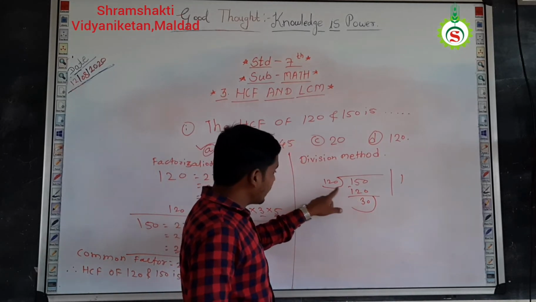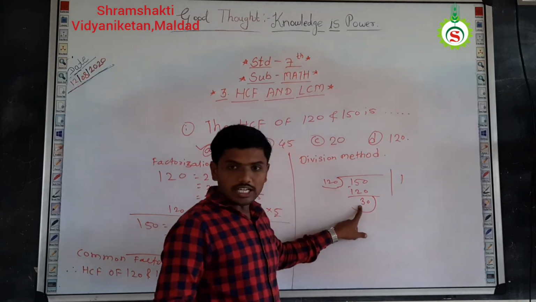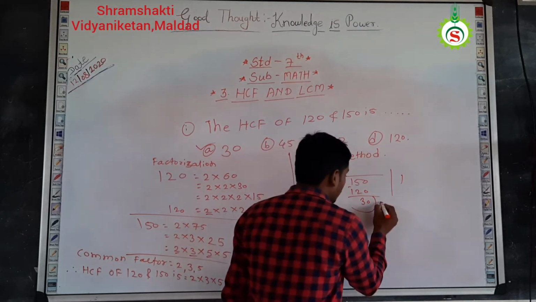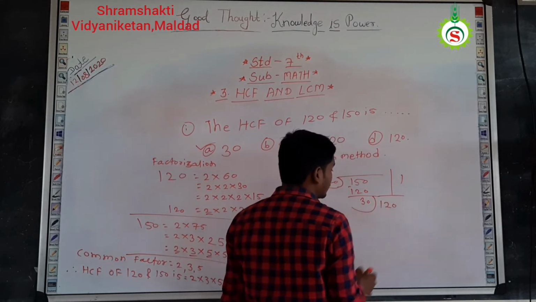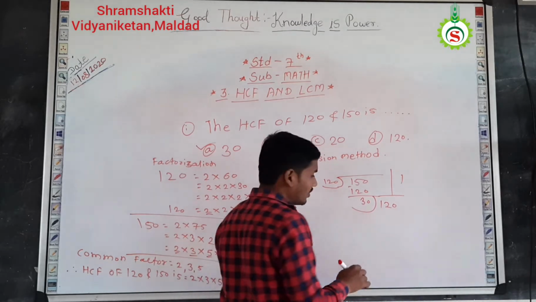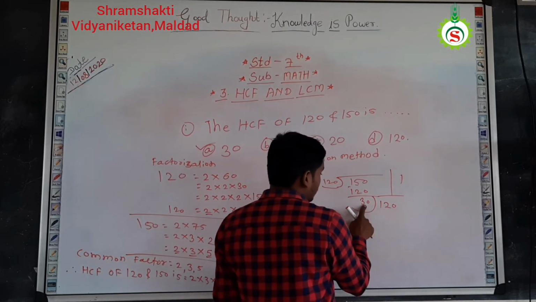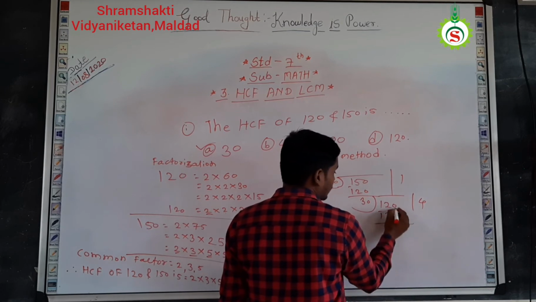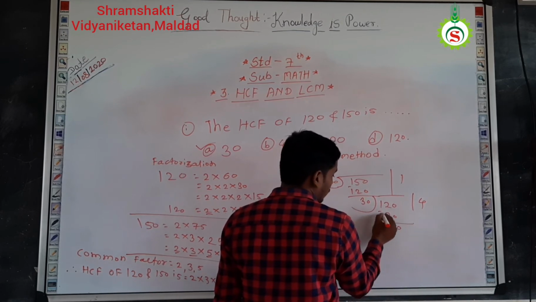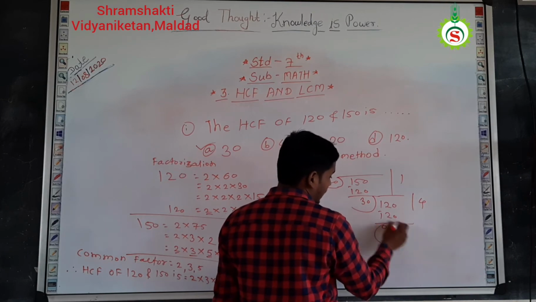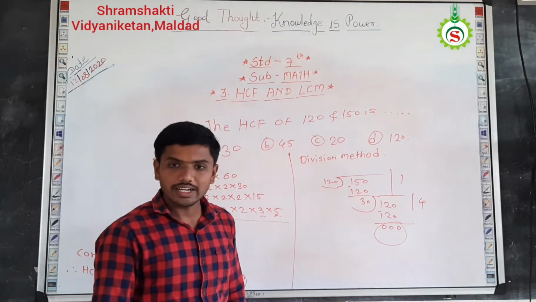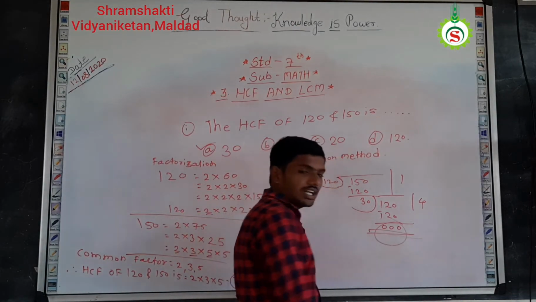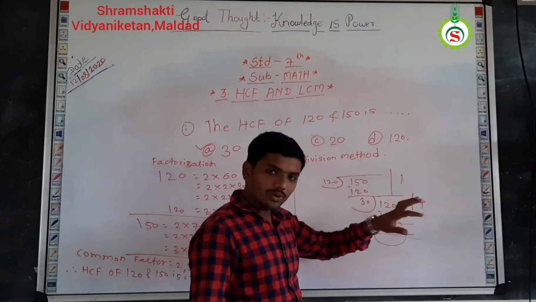Now I have to divide 120 by the 30. The remainder is 30 and 120 is the divisor, so the divisor I have to divide by the remainder. 30 4s are 120. So 0 minus 0, 0, 2 minus 2, 0, 1 minus 1, 0. That means I get 0 as the remainder. And if I get 0 as the remainder, I have to stop here. That means my division is over.